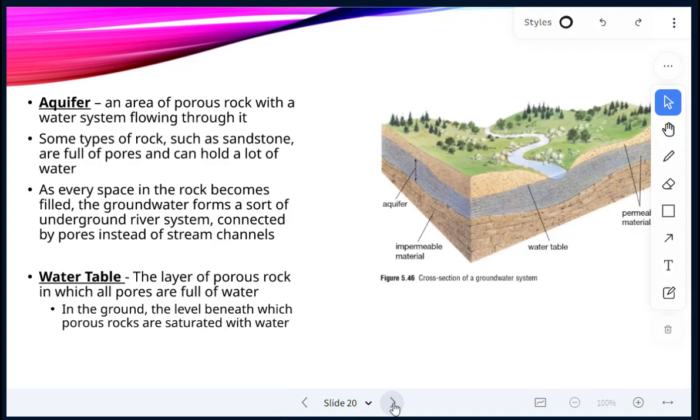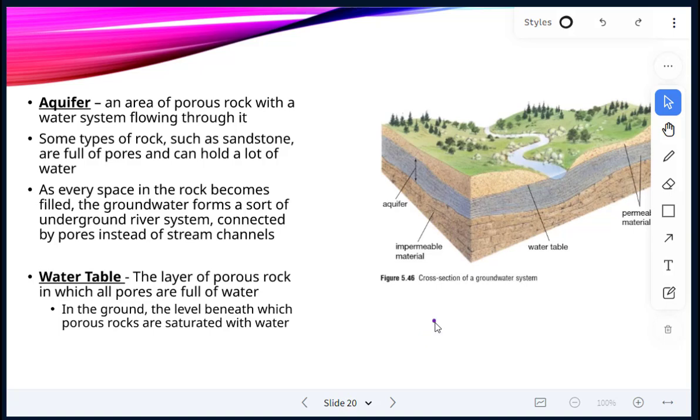Next, we're looking at an aquifer. This image here is showing a cross-section of a groundwater system. We can see the aquifer is labeled right here. An aquifer is an area of porous rock with a water system flowing through it. Some types of rock, like sandstone, are full of pores and they can hold a lot of water. And then as every space in the rock becomes filled, the groundwater will form a sort of underground river system, but it's connected by pores instead of stream channels.